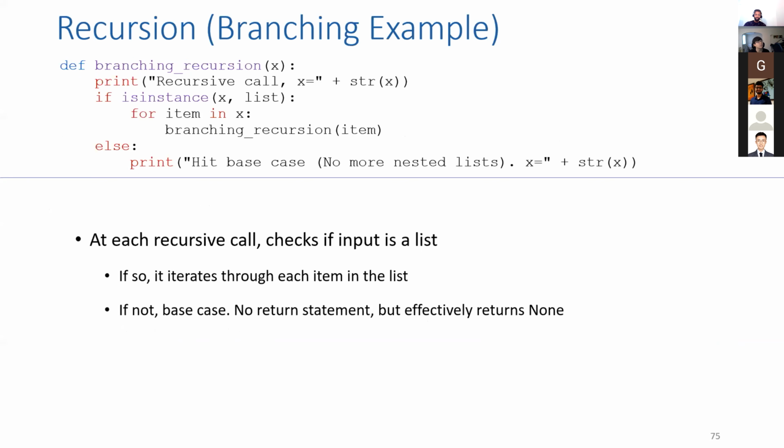And so here's another example of a recursion that does those two things that I just mentioned. Essentially, at each recursive level, it's checking if the input is a list. And if the input is a list, it iterates over each item in the list and calls this function again. If the thing isn't a list, then it'll hit the base case and basically do nothing, which I guess implicitly returns None. Essentially there's no return statement and nothing's done with the information afterwards.